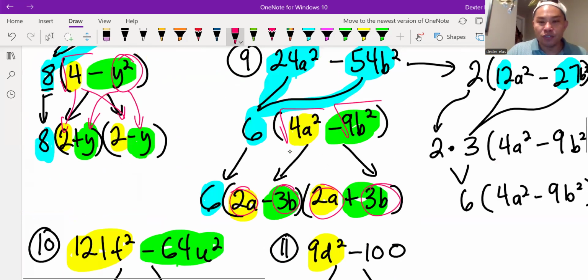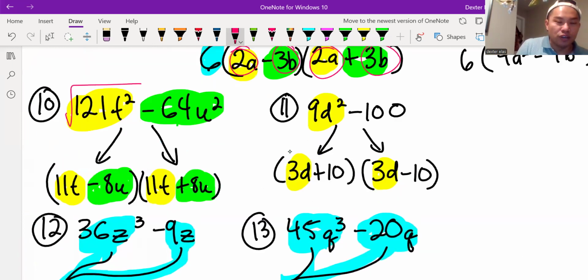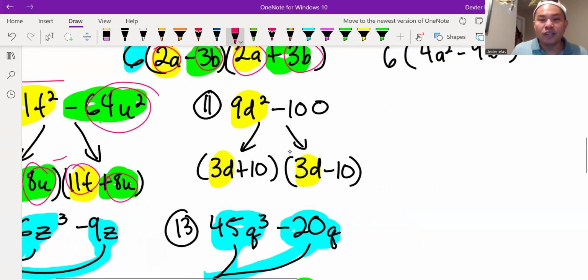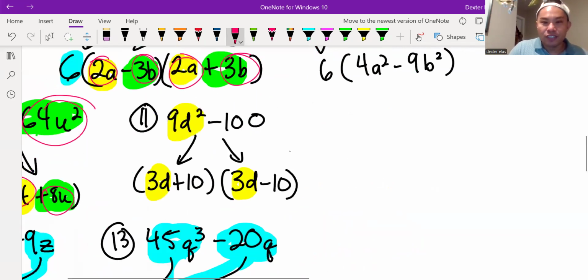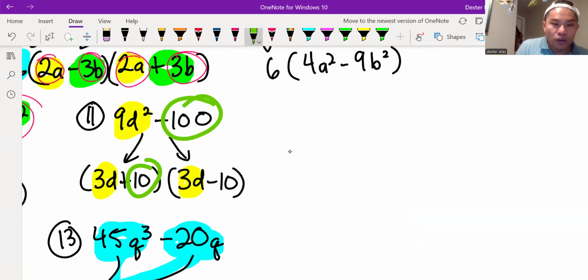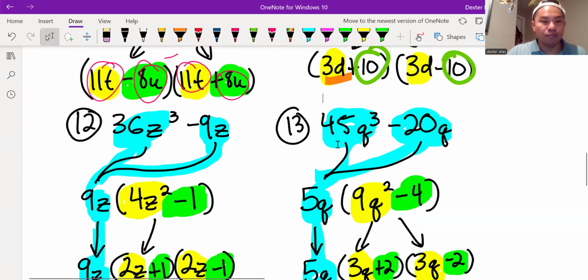Number 10 is very similar to number 7 here, where I just have to take the square root of 121t squared, and that's 11t. The square root of 64u squared is simply 8u. Moving on. Number 11 is literally the same idea, where we have the square root of the second term, 100, that equals 10. And then we have 9d squared square rooted into 3d.